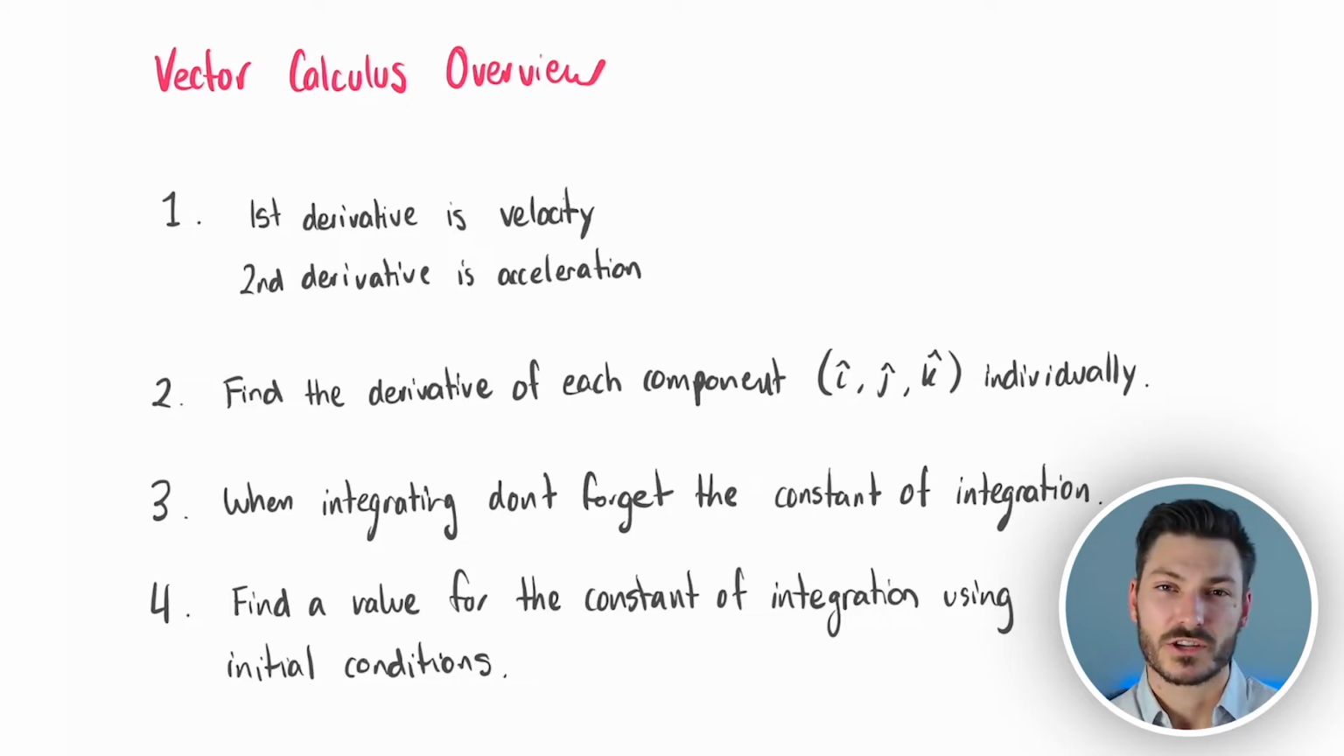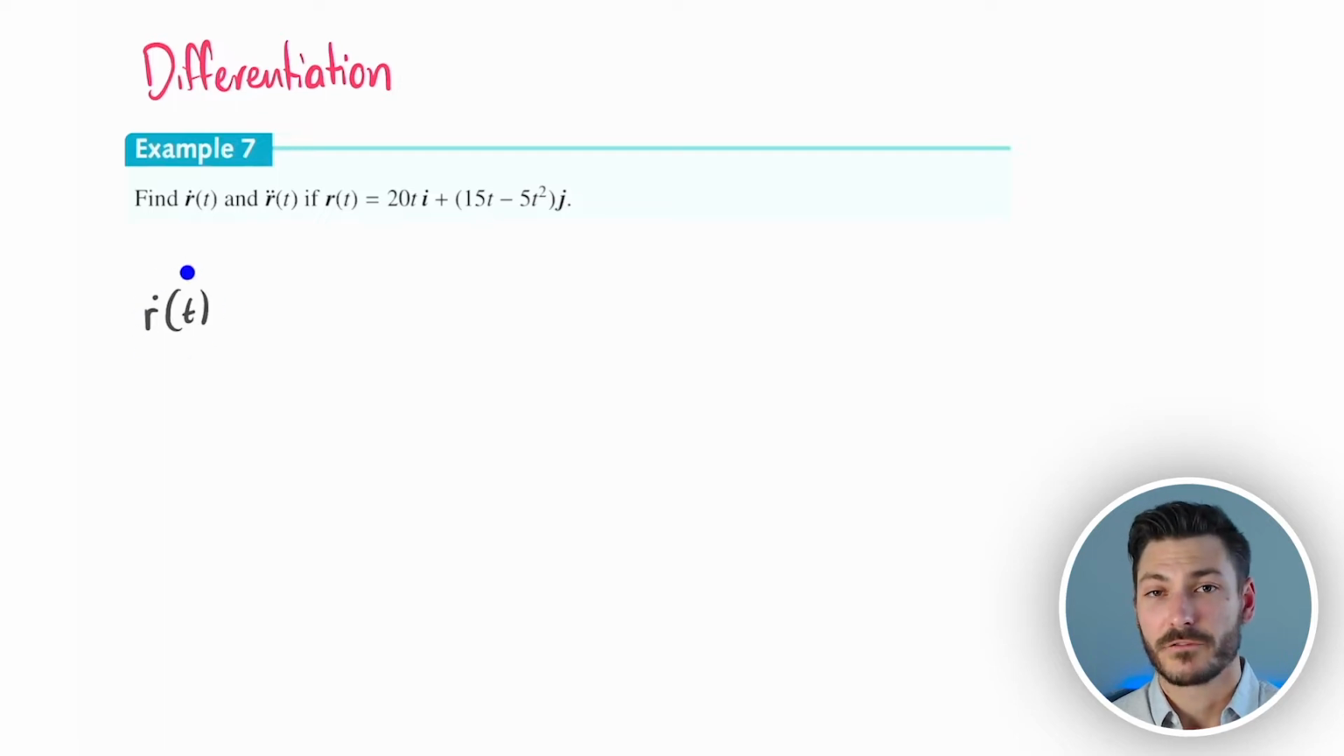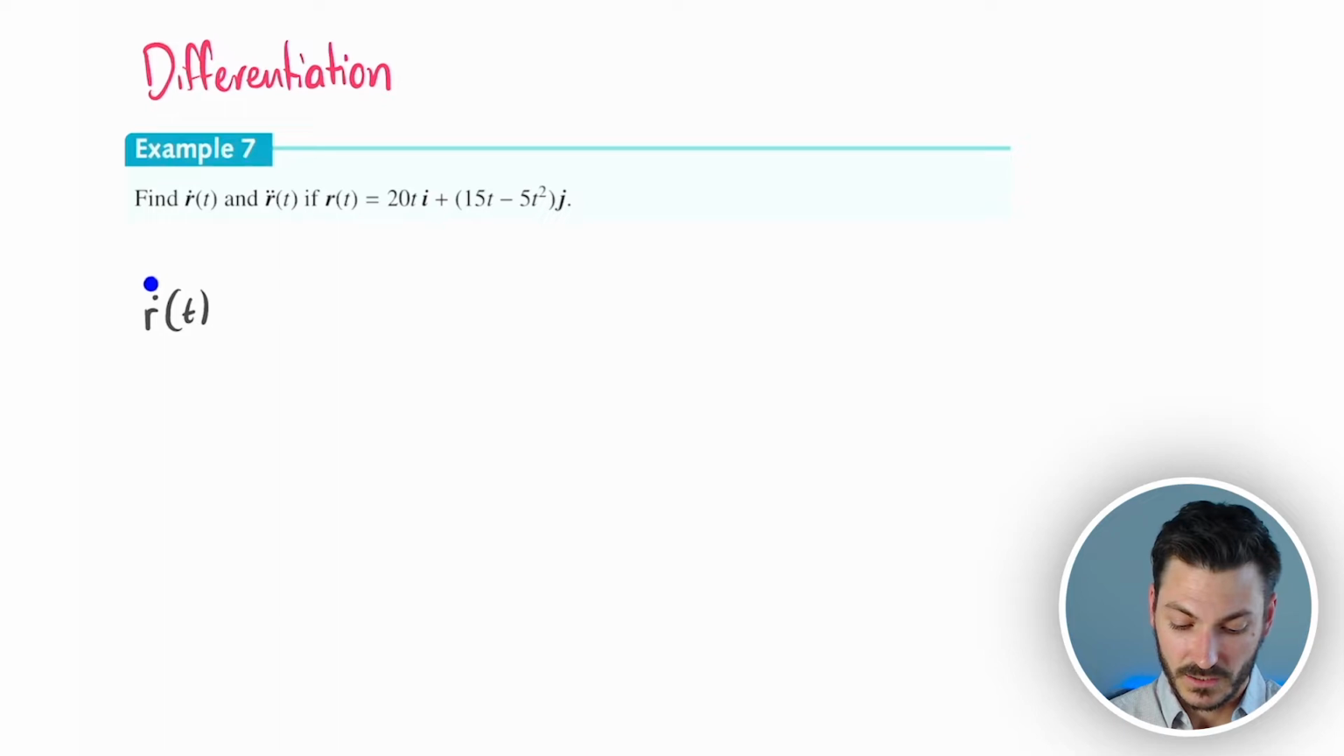I'm not going to really focus too much on teaching the integration and differentiation techniques in this video. I'm going to more talk about the vector components in particular. Okay, so here we have a vector that we want to find the velocity of, the first derivative being velocity here, and the second derivative with two dots being acceleration. I'm just going to write that to the side here.